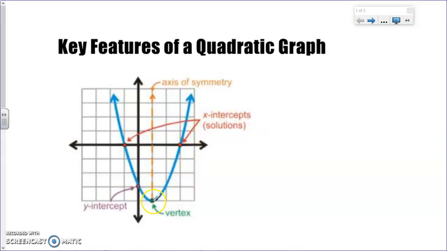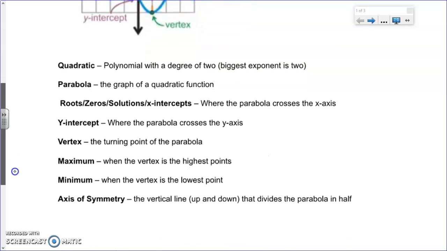The vertex is the turning point of the graph, and you can label it as an ordered pair. The y-intercept is where the graph crosses the y-axis, and the axis of symmetry divides the parabola in half and makes it symmetrical. So we're going to talk about these features.